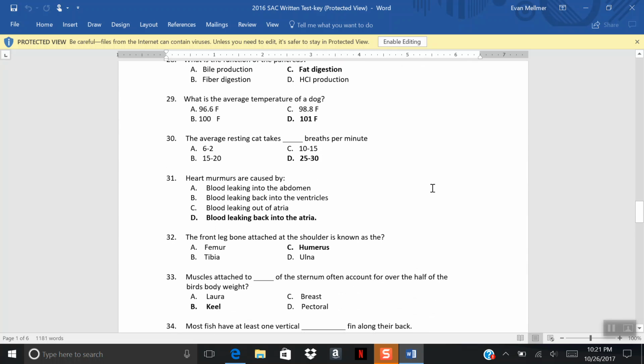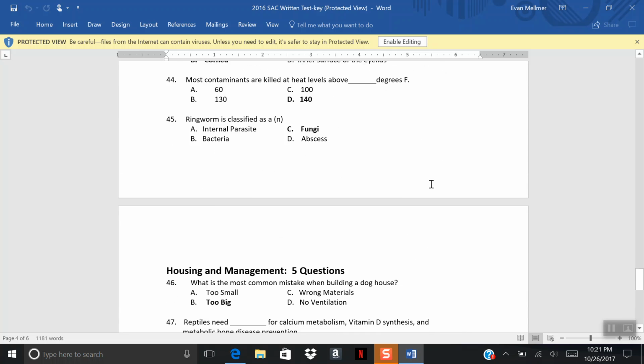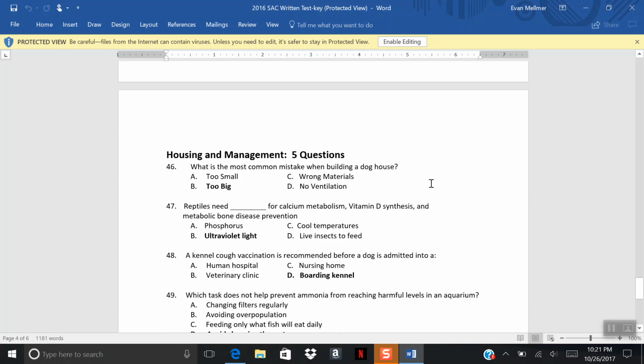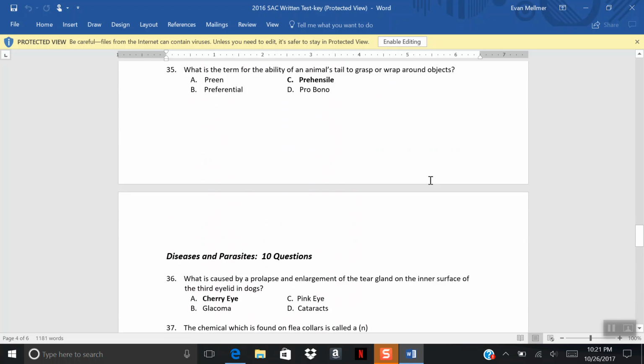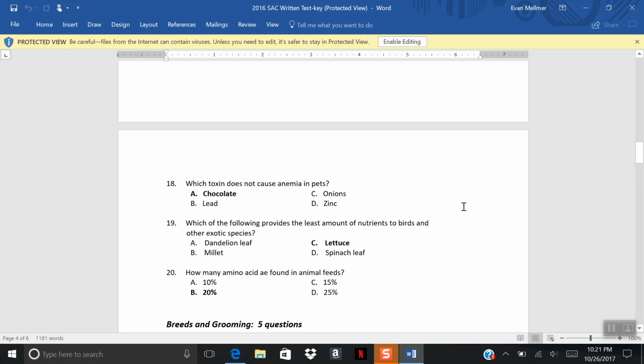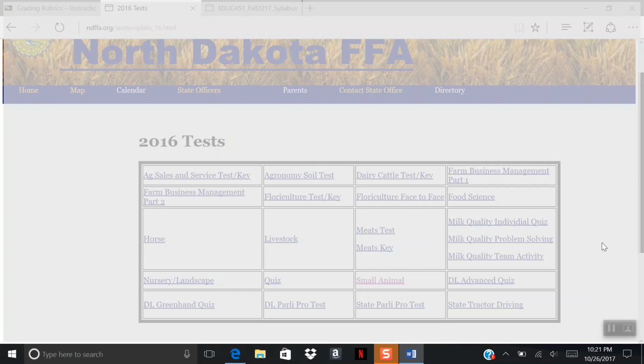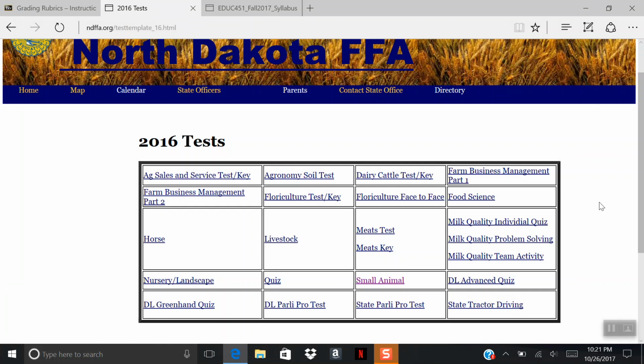So basically, if you want to do well on your tests at state convention, you go through here and you review all these. I mean, this is a 50-question test. It's pretty intense, but it's what is on the test. It's what you got to know if you want to go to state and you want to do well. So all of those resources for every contest are right here.